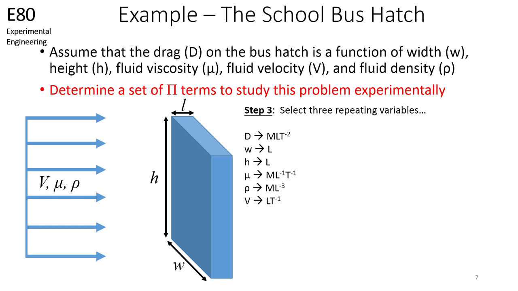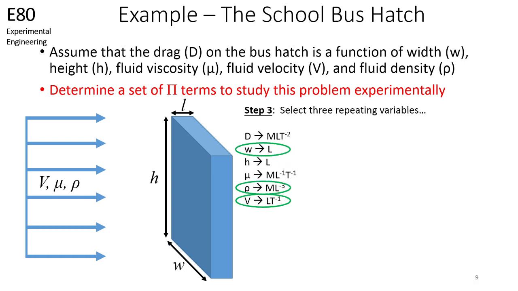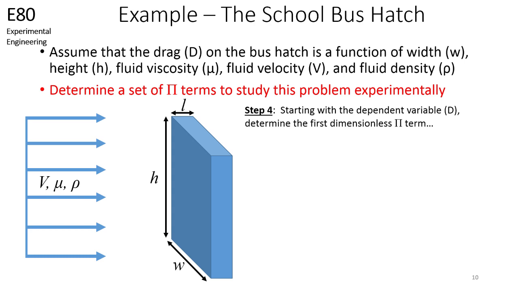The third step is to select 3 repeating variables that we can use in our pi terms. It's not a good idea to choose width, height, and velocity because they have very similar dimensions. It's a better idea to choose width, density, and velocity because they have different dimensions. So, now let's determine the first dimensionless pi term. The first pi term will take the dependent variable d, and you will now multiply d by the repeating variables that were chosen.